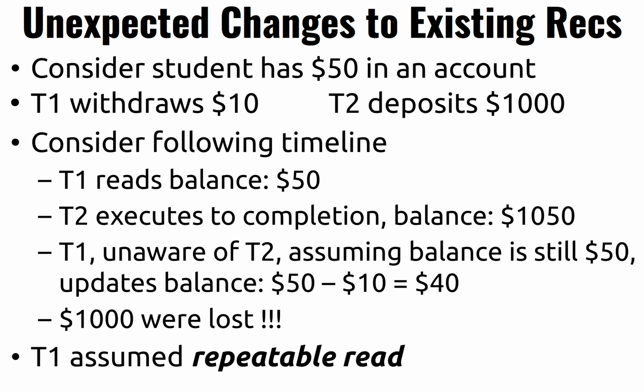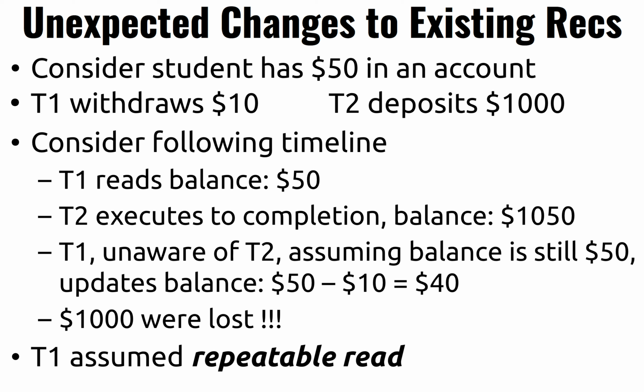Then we have another one, where we might have unexpected changes to an existing record. You might have a record of a balance for a student, and at the same time, the student goes in and wants to withdraw money. Sorry, no. We have an initial $50, and the student withdraws $10, but at the same time, the parent is depositing $1,000 into the account.